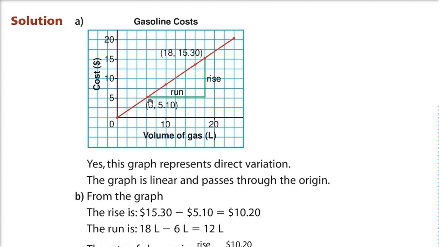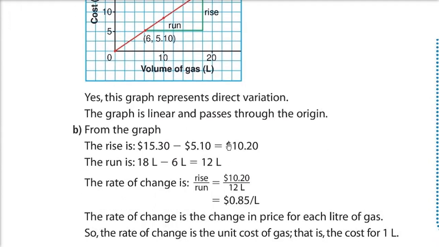So let us take any 2 points. This is 5.10 and this is 15.30. What is the rise? 15.30 minus 5.10. What is the run? This one, 18 minus 6. So we have 10.20 by 12.